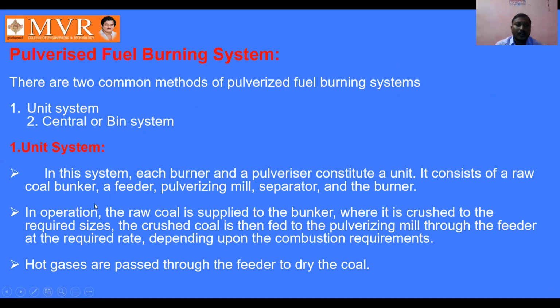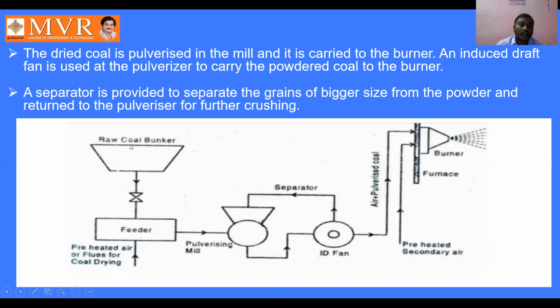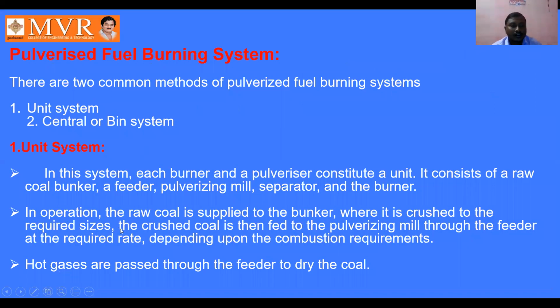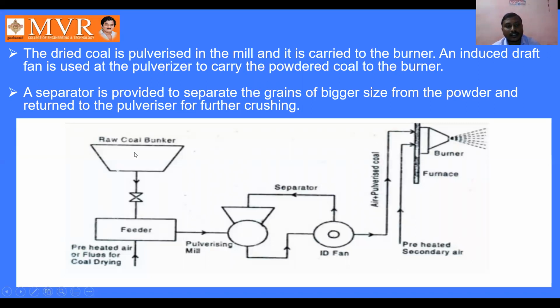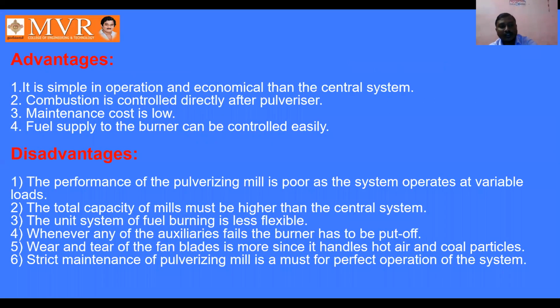Coming to the operation, the raw coal is supplied to the bunker. I have shown you in the figure itself, the raw coal is sent into the raw coal bunker here, where it is crushed to the required sizes. In the bunker itself, it is crushed into the required sizes which are used for combustion purposes.